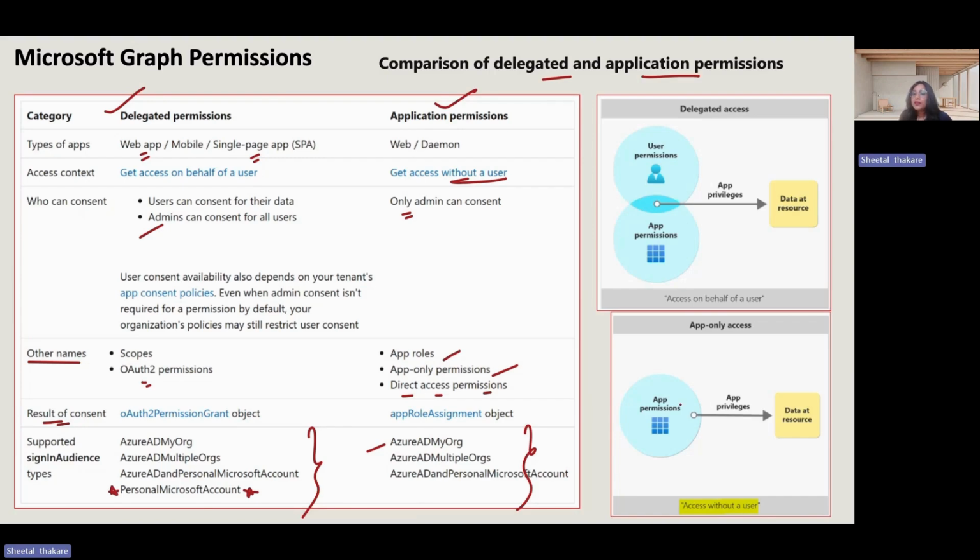The visual representation makes it more clear that in case of delegated access, the application's privileges to the data at the resource depend on the user permissions as well as the application permissions, whereas in case of app-only access, the app privileges depend only on the app permissions.